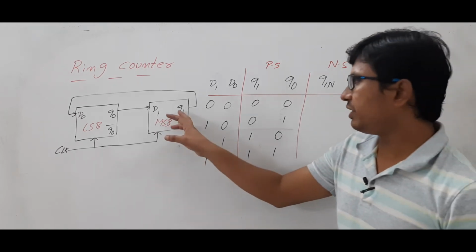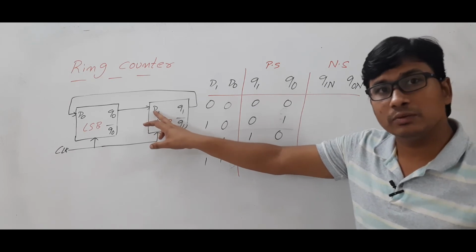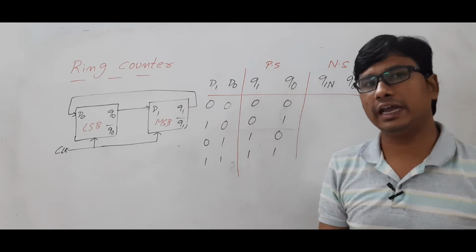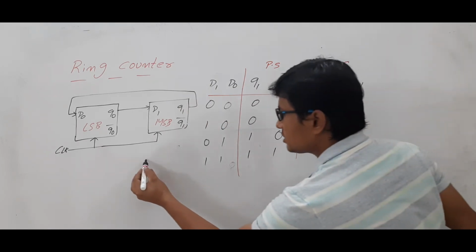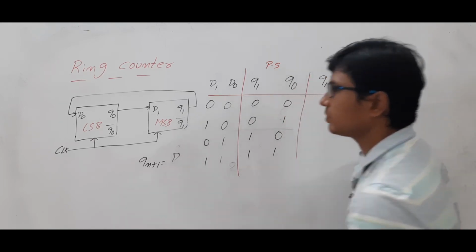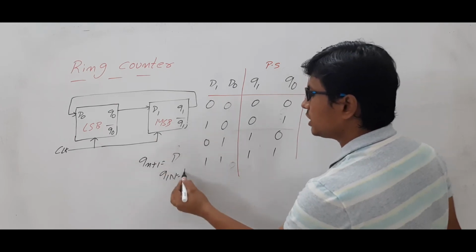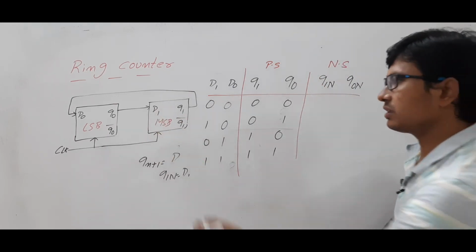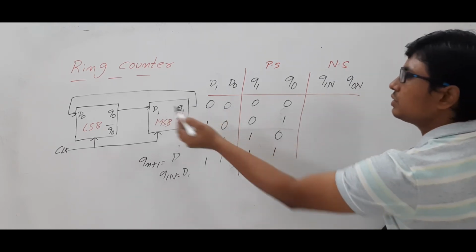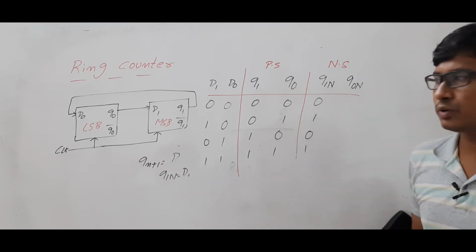Now if I want to find the next state Q1n, I have to look at what input is coming for D1. As it is a D flip-flop, Qn plus 1, meaning the next state, is equal to D. For this one, Q1n is equal to D1. Whatever D1 is coming, the same will be the next state. So Q1n is equal to D1, which is 0, 1, 0, 1. Are you able to understand?